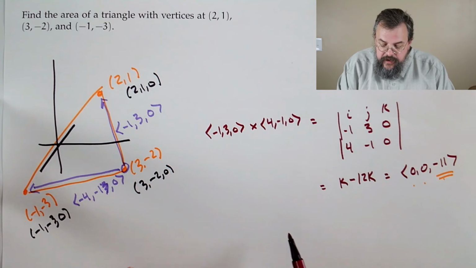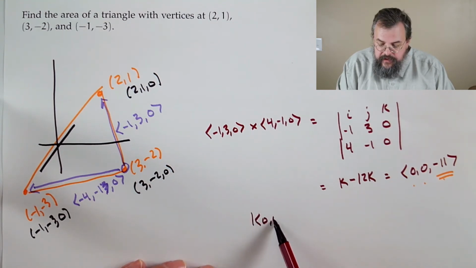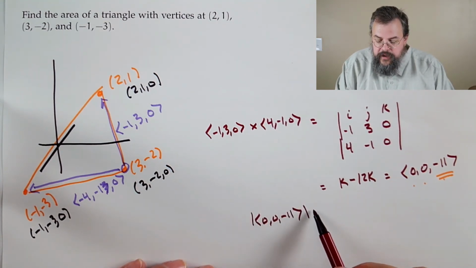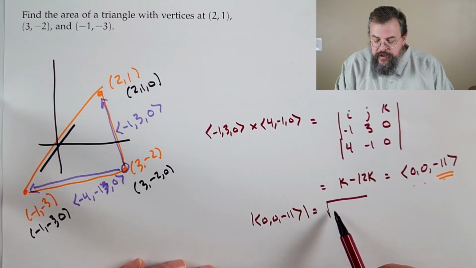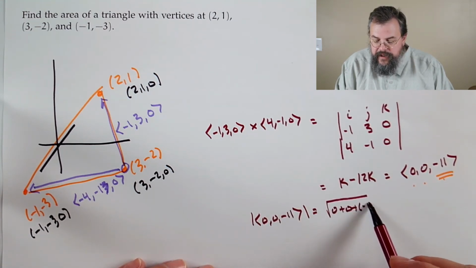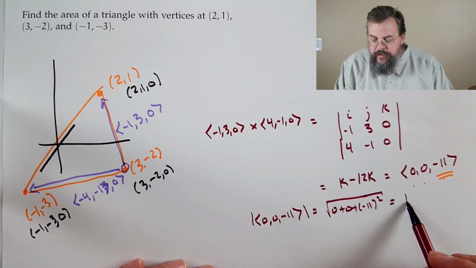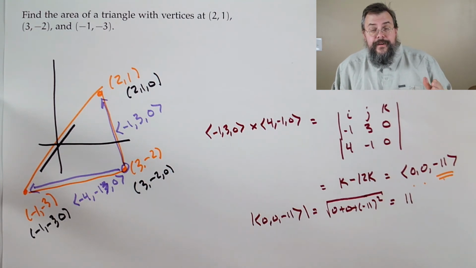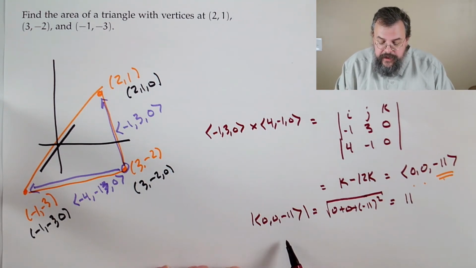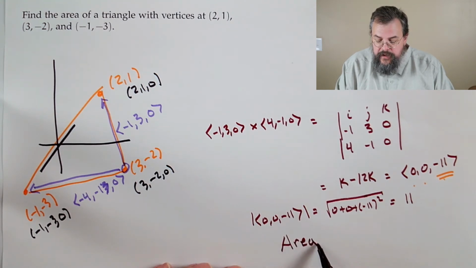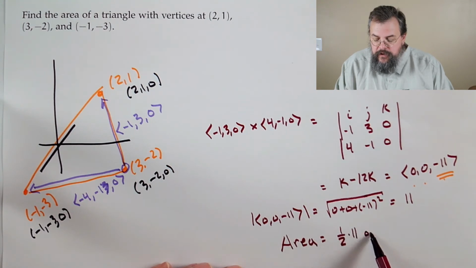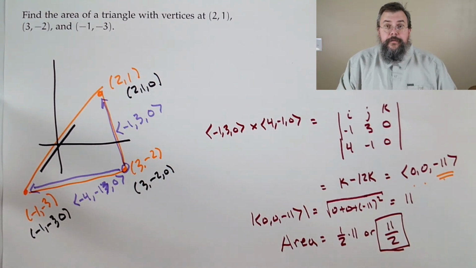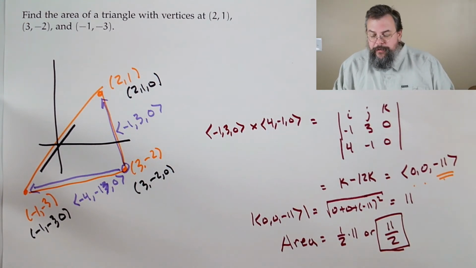So the magnitude of our vector 0, 0, minus 11, well, that's going to be the square root of 0 plus minus 11 squared, which is going to become 11. It's easy to find the magnitude. So for our final answer, we're after the area. The area is half the magnitude. So we get 1/2 of the magnitude, which is 1/2 of 11, or if you like, 11 halves. And we're done. So that worked out rather nicely.